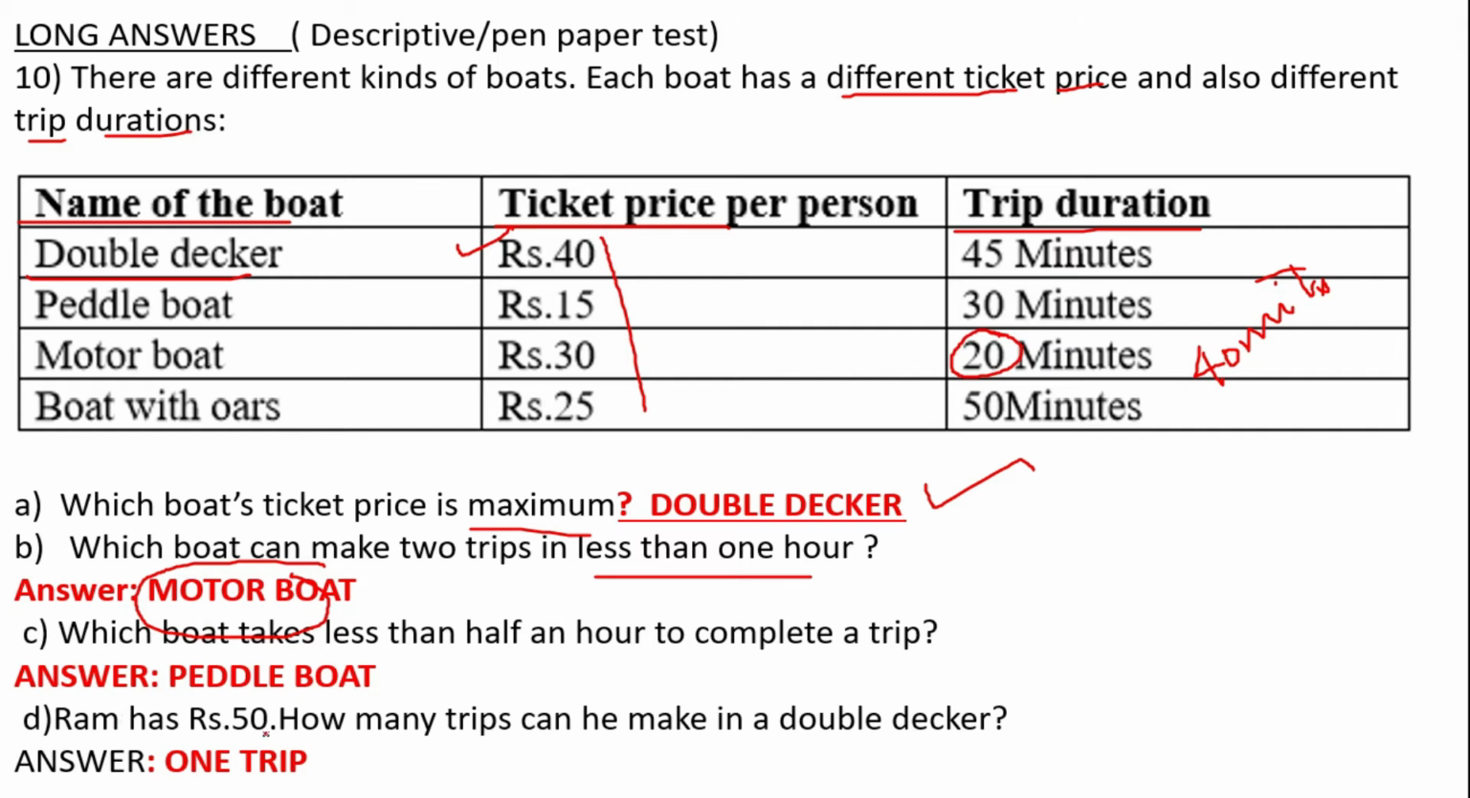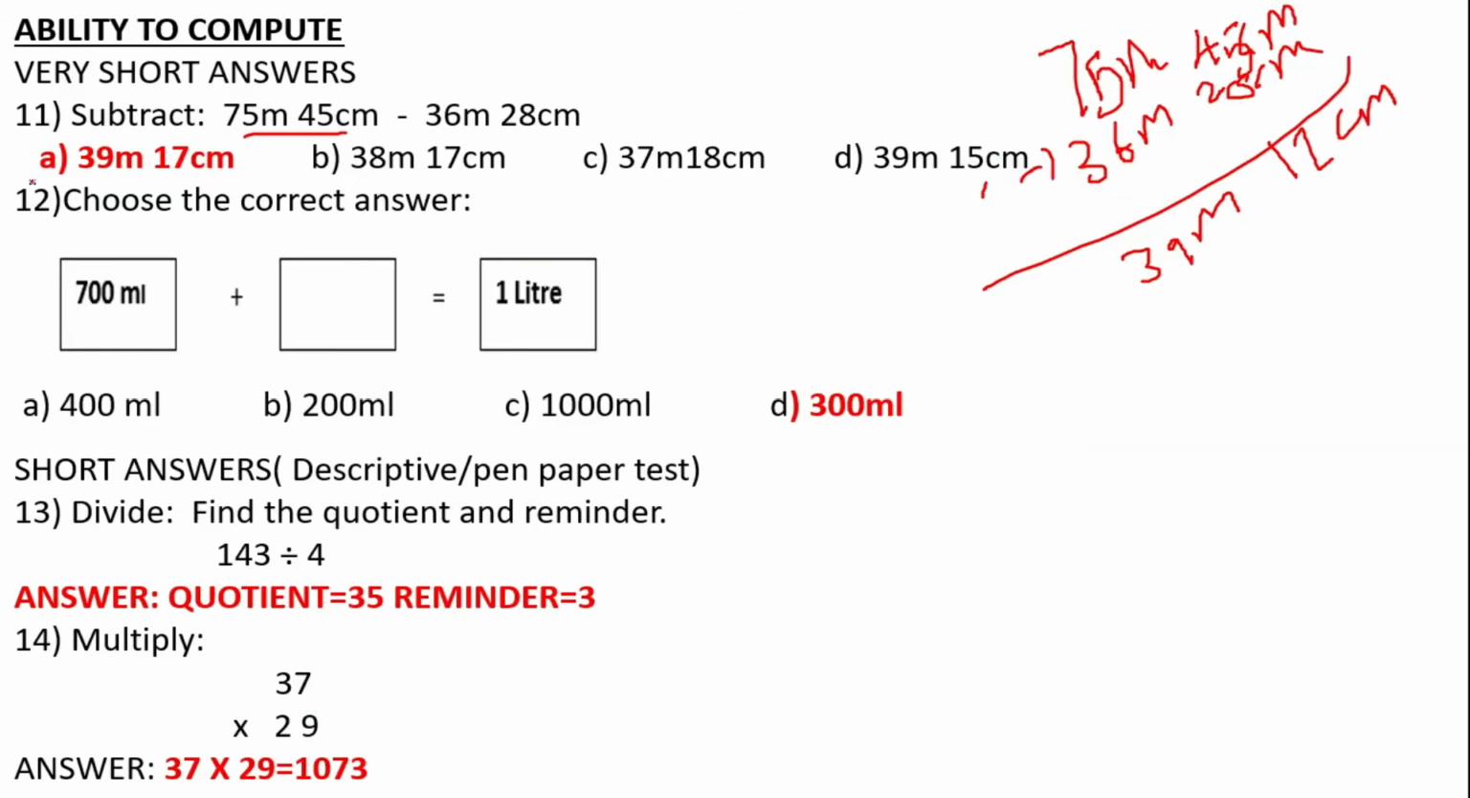Next, Ram has 50 rupees. How many trips he can make in double decker? Double decker 40 rupees 1 trip. So he can make only 1 trip. Answer is A.